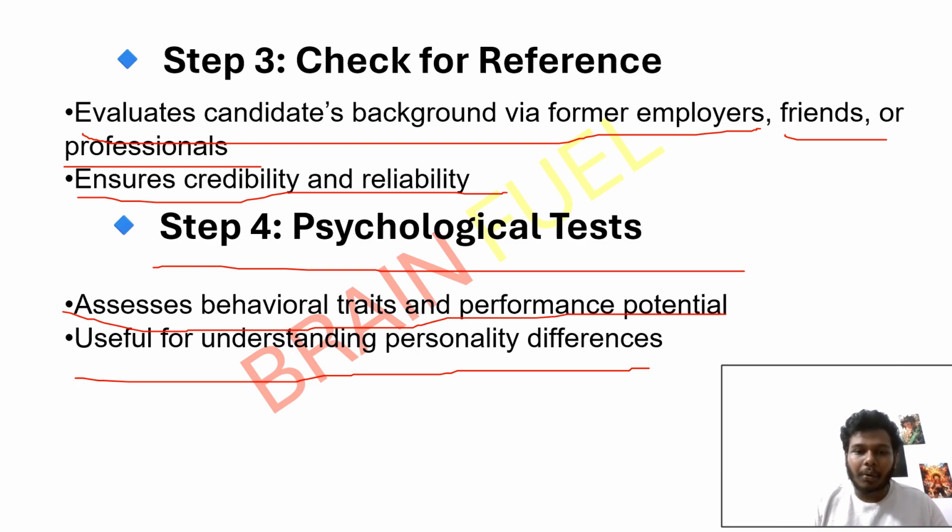Usually in round 2 or round 3 of the interview, this psychological test happens, where there is a test as per the organization's requirements. There will be a performance potential, like how much potential the employee or candidate has to do work in their organization. Useful for understanding personality differences. See, every person is different and has different personalities. The one who has the required personalities for the organization will be chosen.